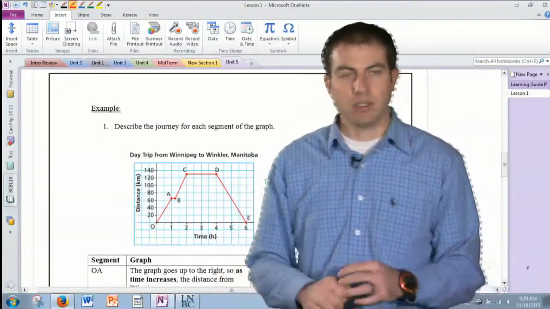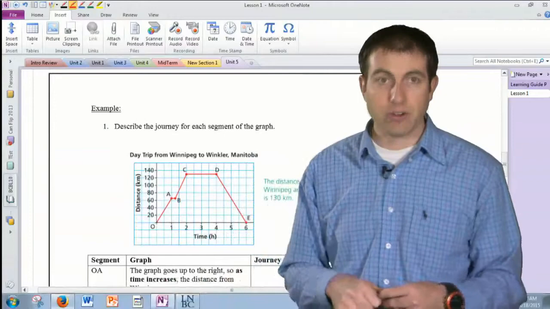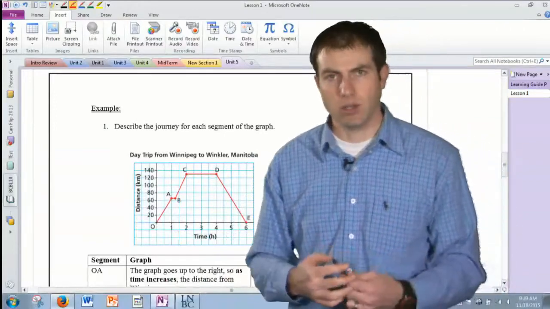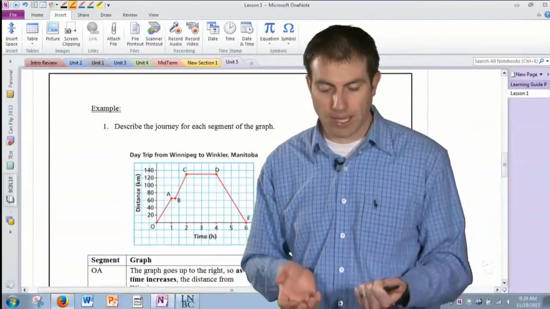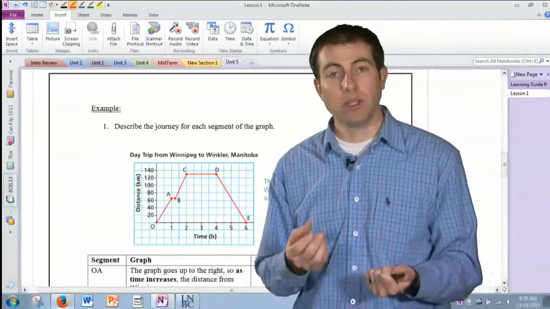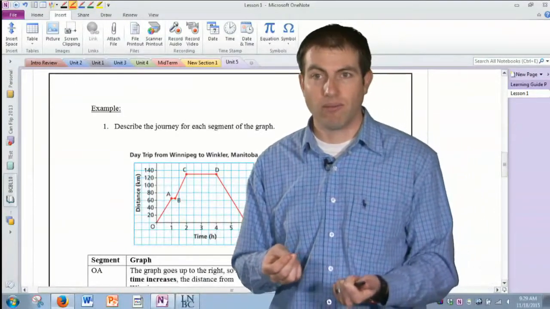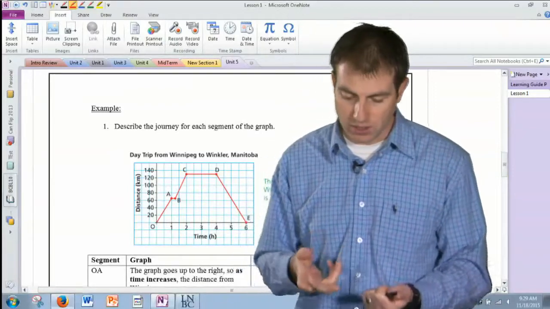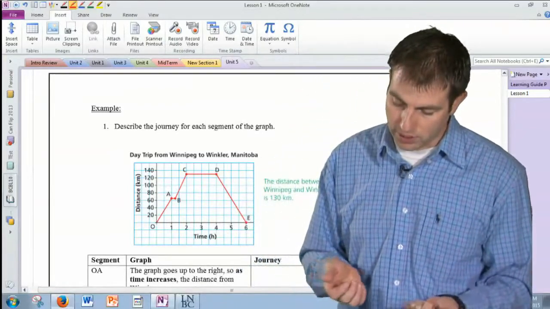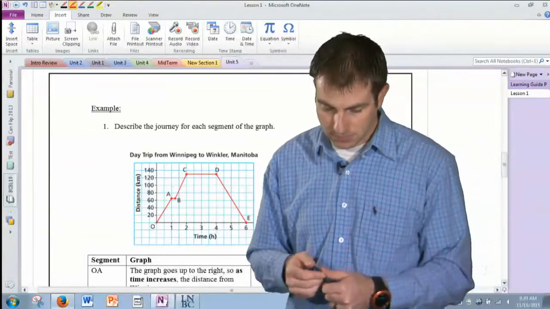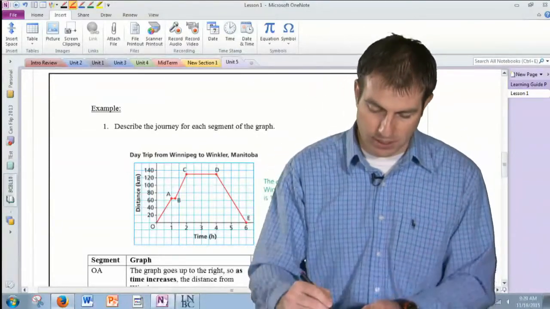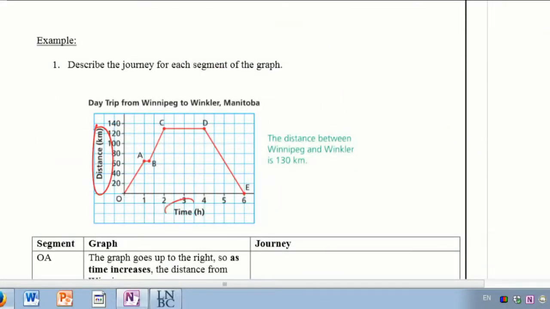All right, so we have a little chart here, a graph. And the first thing we do when we see any graph is we say, okay, what are the axes? And one really important thing about graphs is titles. So when we look at the title of the graph, Day Trip from Winnipeg to Winkler, Manitoba, and then we look at our axes, I see that I'm dealing with distance here over time.